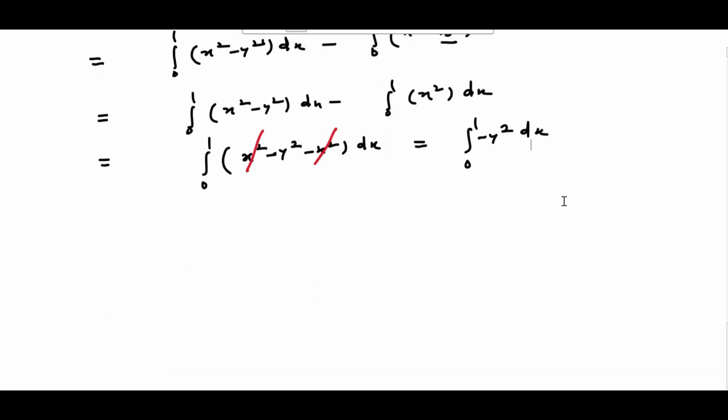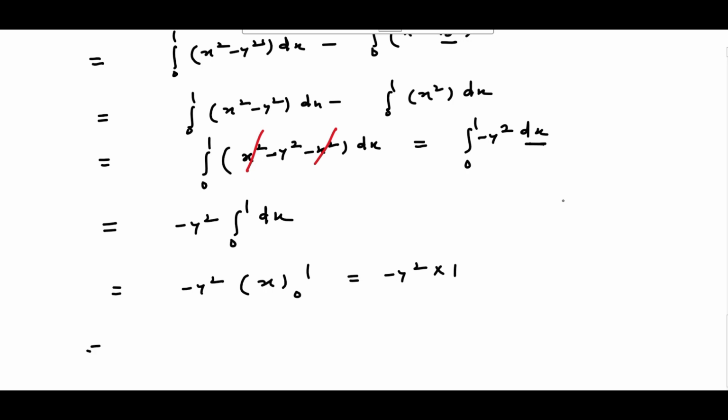As you can see, here the integration is in terms of dx. So y here will work as a constant. So take minus y square as a common factor outside the integral and write the integral from 0 to 1 dx. So this value is equal to minus y square, and this integration value will be the integral from 0 to 1 of dx, that is minus y square multiplied by 1. So here the variation delta I is equal to minus y square.